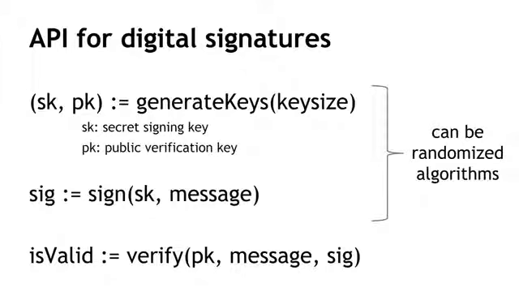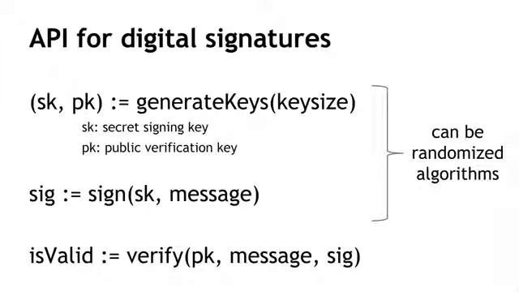The second operation is the sign operation. With the sign operation, you take your secret signing key and some message that you want to put your signature on, and it returns SIG, which is a signature. It's just some string of bits that represents your signature. The third operation is verify, which takes something that claims to be a valid signature and verifies that it's correct. It takes the public key of the signer, the message that the signature is supposedly on, and the supposed signature. And it just says yes or no: is this a valid signature?